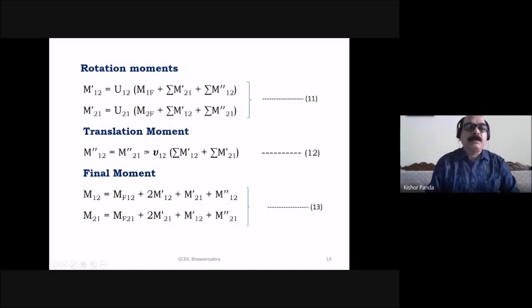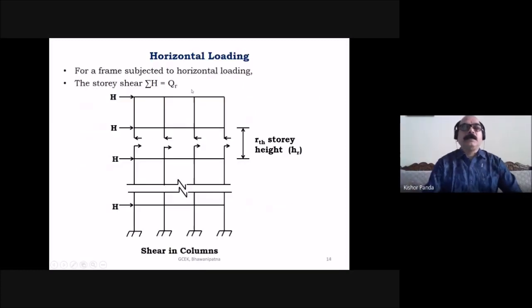Then at the end, when the difference between the two cycles is almost the same, you have to stop the cycle. Then you have to find out the final moment, by taking the rotation moment and translation moment. Now you are clear how to find this when you have vertical loading. In the second case, we'll discuss when you have horizontal loading acting.